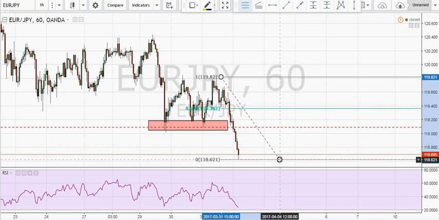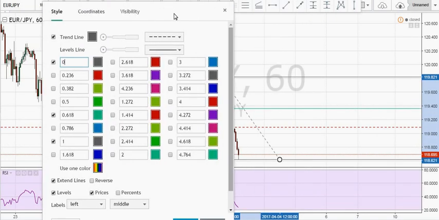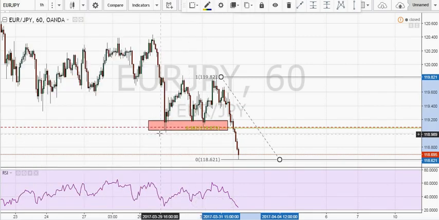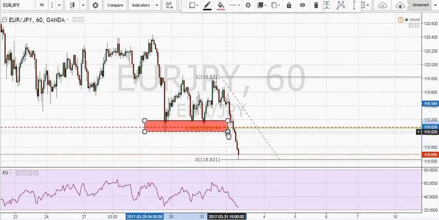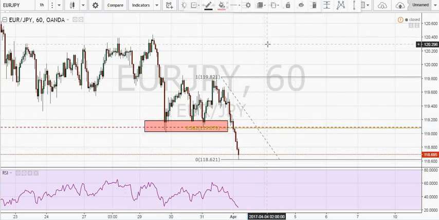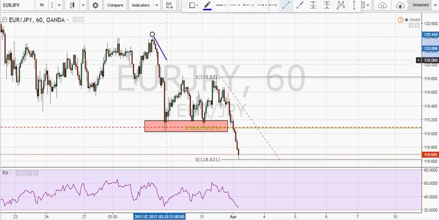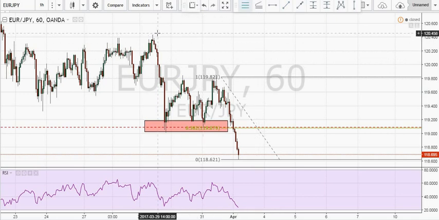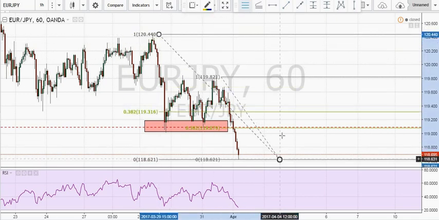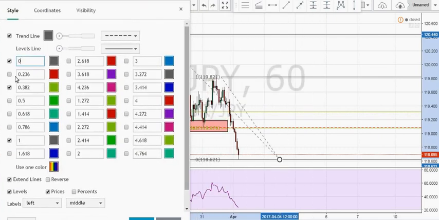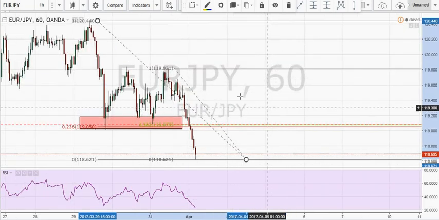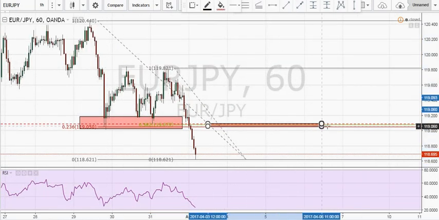Possibly a 382 right in that zone. There you go. 382 lines up very nicely with our structure area and our previous support levels. However, if we were to take a Fibonacci from this swing high to this swing low, we could potentially have a confluence of the 236 level. Swing high, swing low, 236. Alright, 236 lines up right below that 382 level, suggesting that this could potentially be a very nice area to enter.